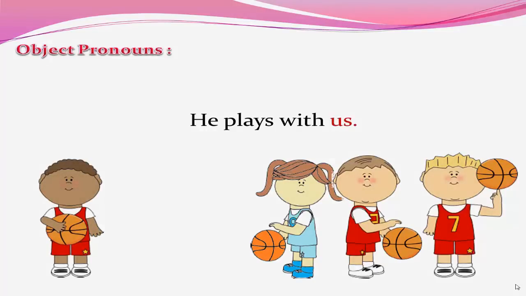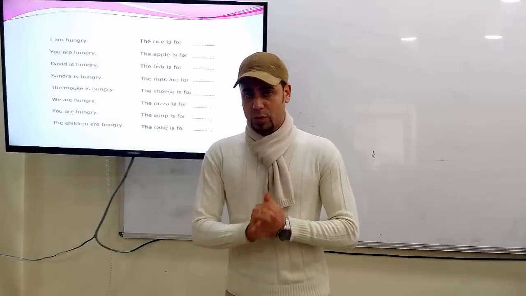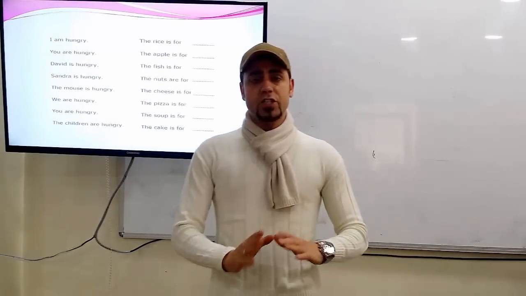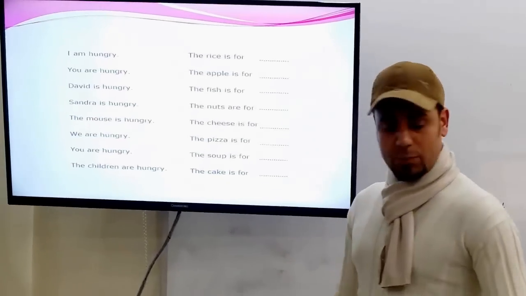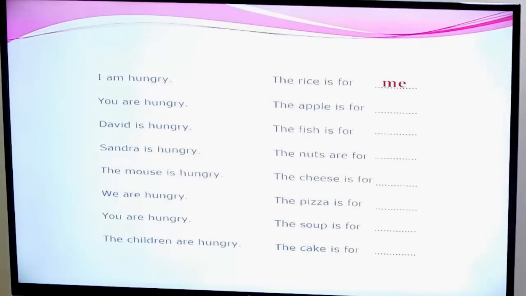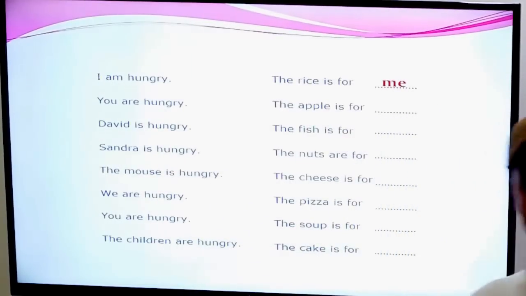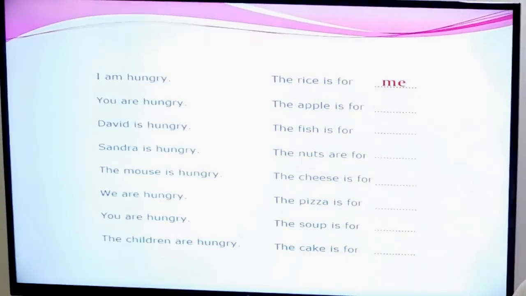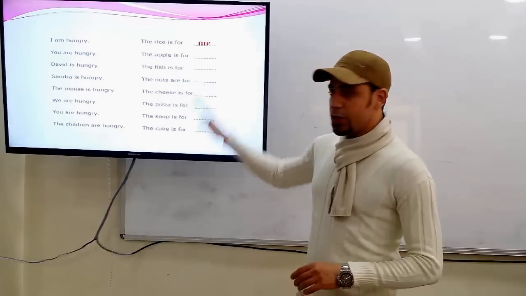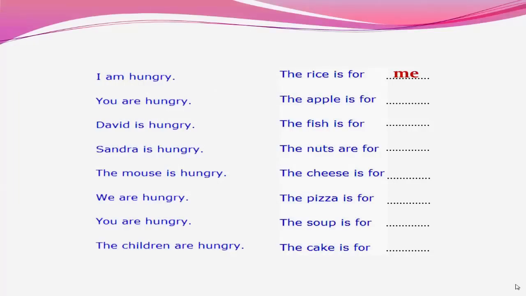Now, here we have an exercise. It's about object pronouns. I need you to change the sentence and put the object pronoun in the right place. For example, as usual, the first one is done. I am hungry. I, so we change it into me. So say the rice is for me. I, me. Now I'll give you 1 minute. Pause. Do it. And here are the answers.